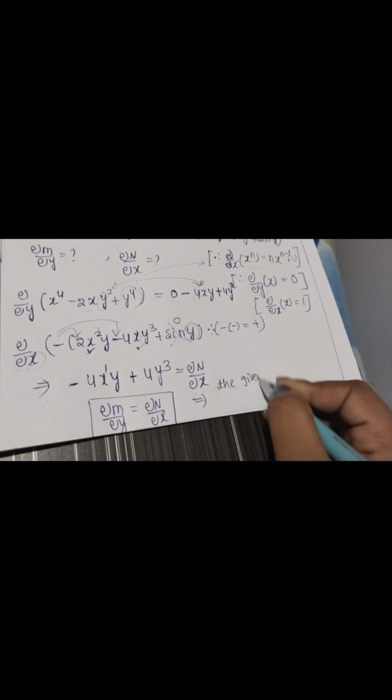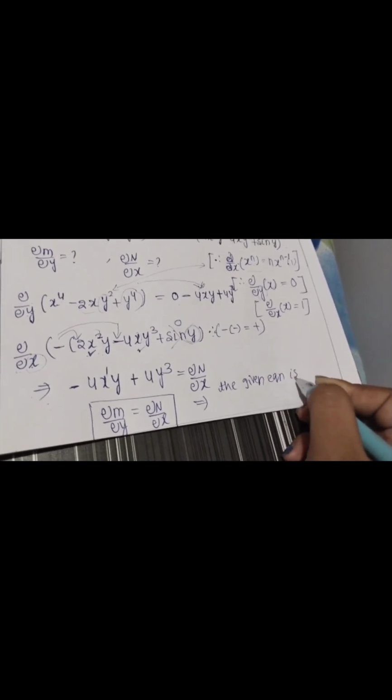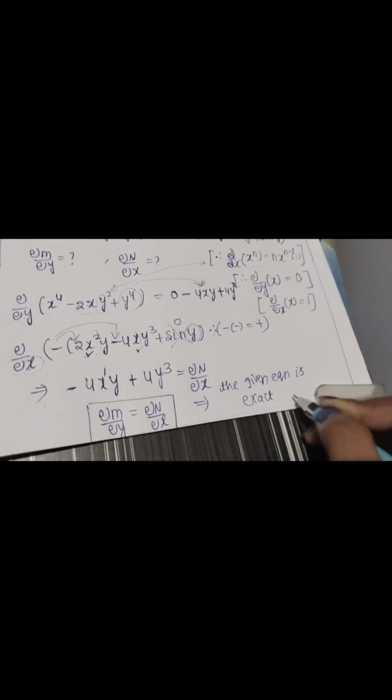So step 1 is completed. Step 1 means checking that it is an exact differential equation. Whenever ∂M/∂y equals ∂N/∂x, it is said to be an exact differential equation. So let's put simply, the given equation is an exact differential equation.